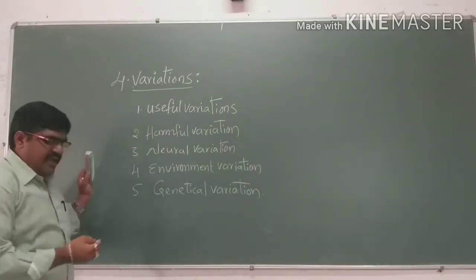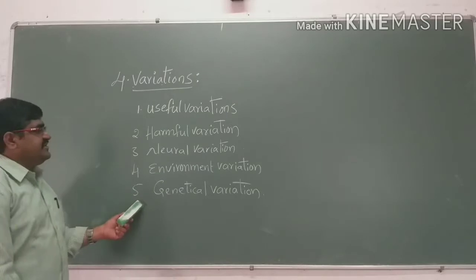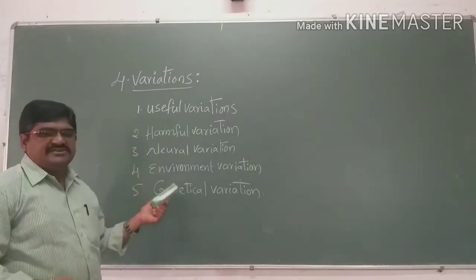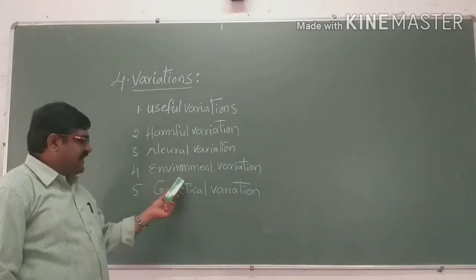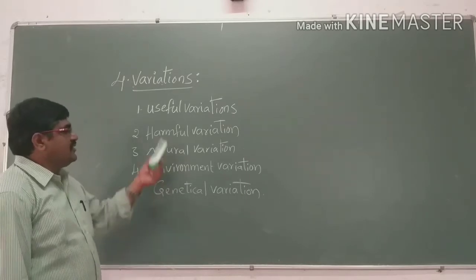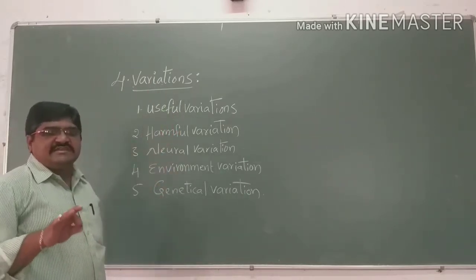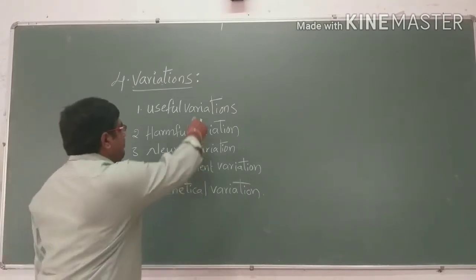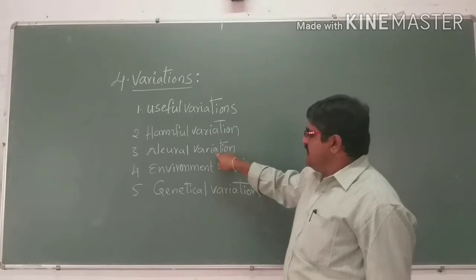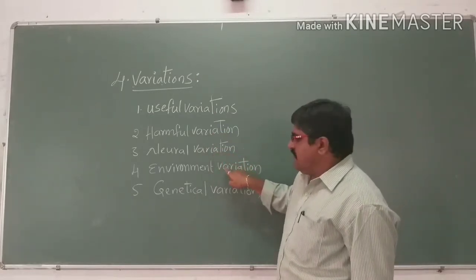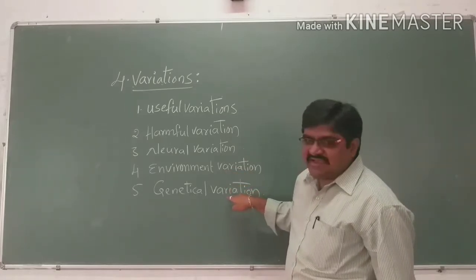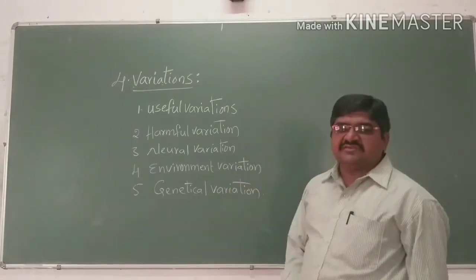So these are the 5 types of variations. We have already said 3, but according to environmental factors and genetical factors, they are also classified into 2 types: environmental as well as genetical. So totally there are 5 variations: useful variation, harmful variation, neutral variation, environmental variations, and lastly genetical variations.